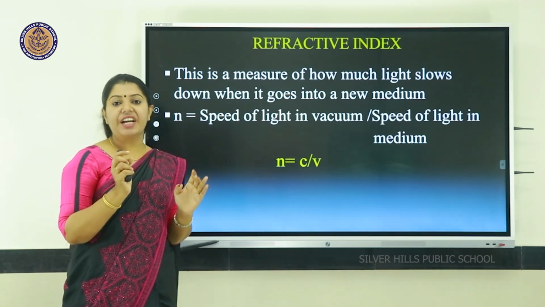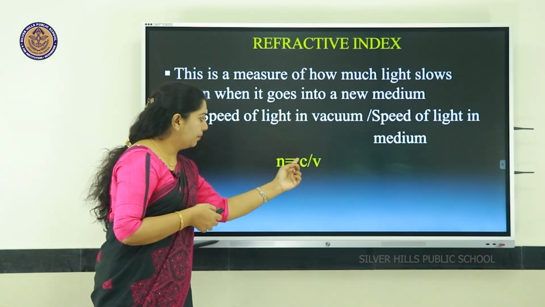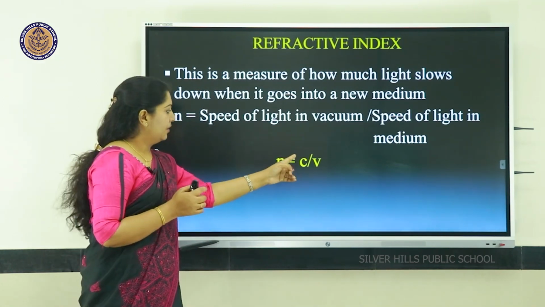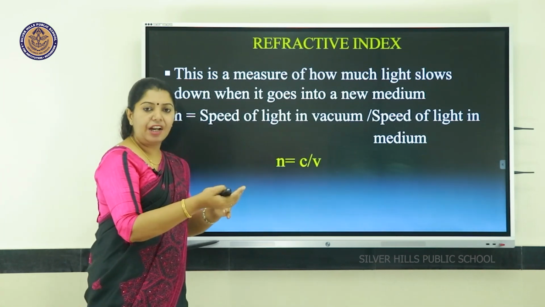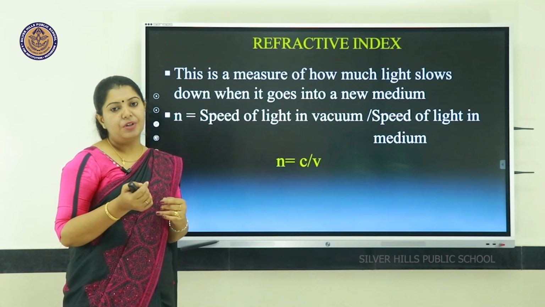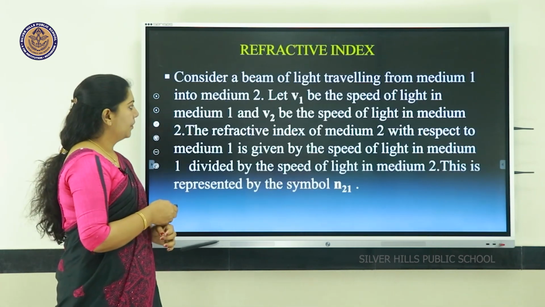For refractive index, there is no unit because the numerator and denominator are both speed: speed of light in air or vacuum divided by speed of light in medium. Therefore, there is no unit for refractive index.